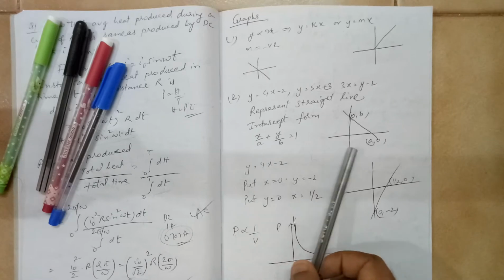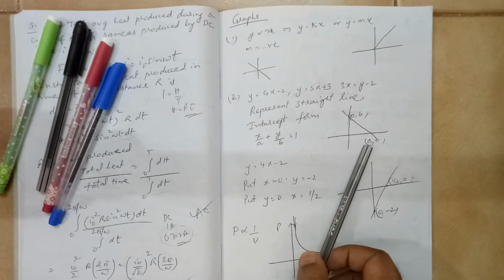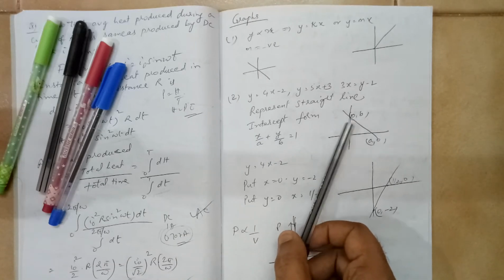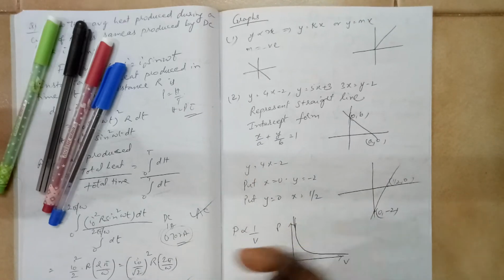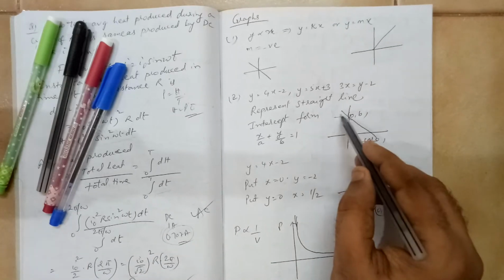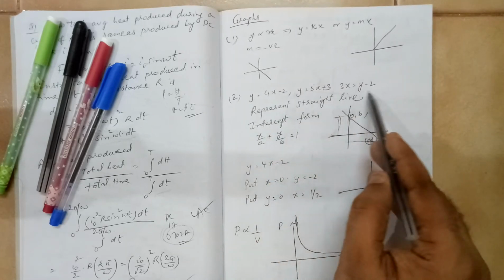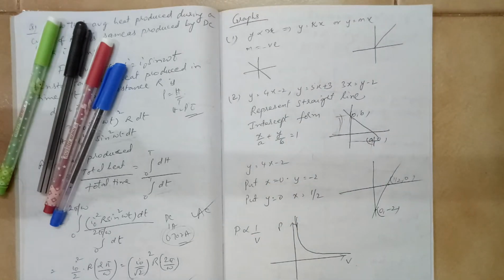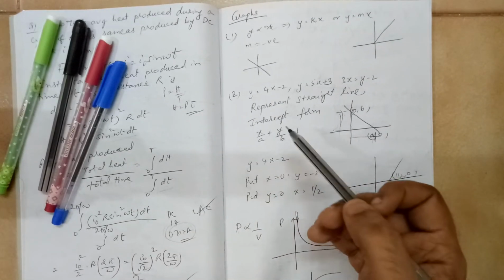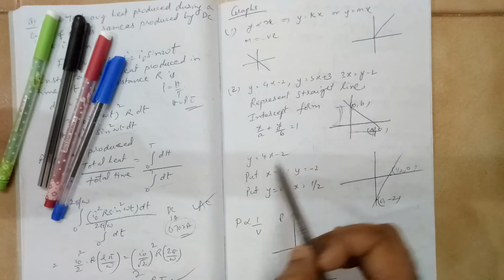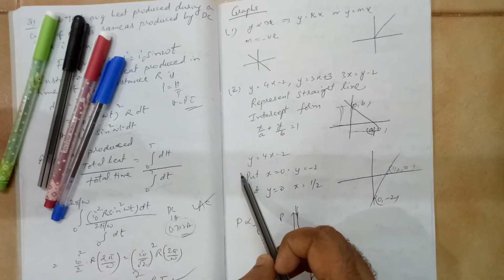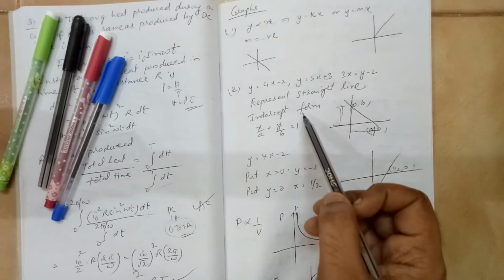What does intercept mean? Where it cuts the x-axis, it cuts at a comma 0, and where it cuts the y-axis is 0 comma b. So this x value is the x-intercept, and this is the y-intercept. All these equations represent that type of format. So when an equation is given to you, can you find the intercepts? Yes, suppose this equation is given to you, put x is equal to 0, you get the y-intercept. Put y is equal to 0, you get the x-intercept.